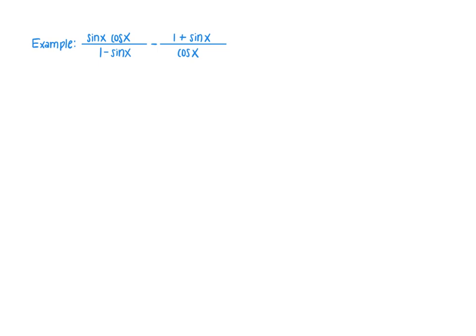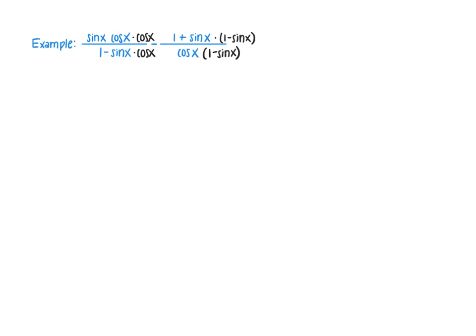So instead of starting this problem with identities, we should start using algebra. Looking at this problem, I have two fractions being subtracted from each other. The only algebraic thing that I can do here is create a common denominator. And the easiest way to create a common denominator is simply to multiply each fraction by the denominator of the other fraction.